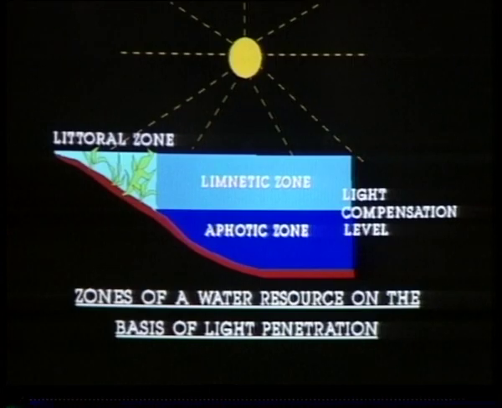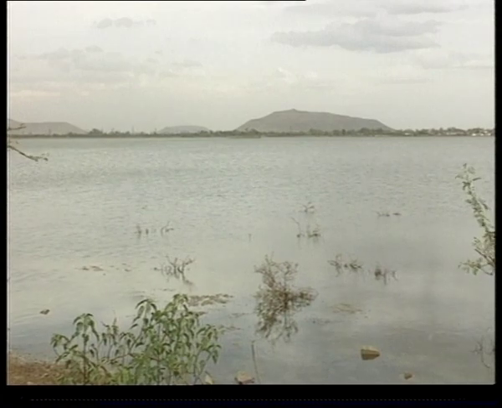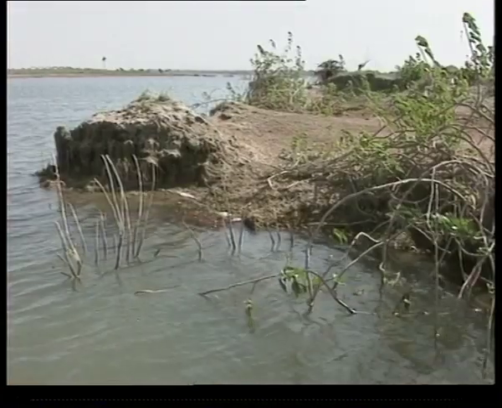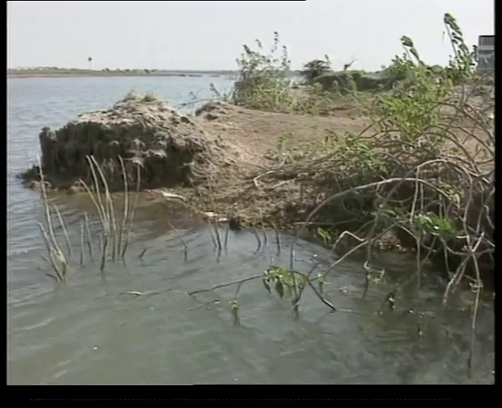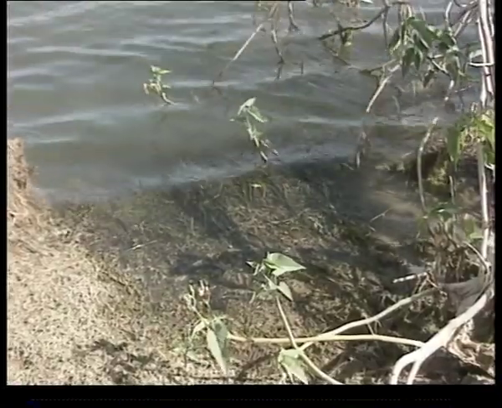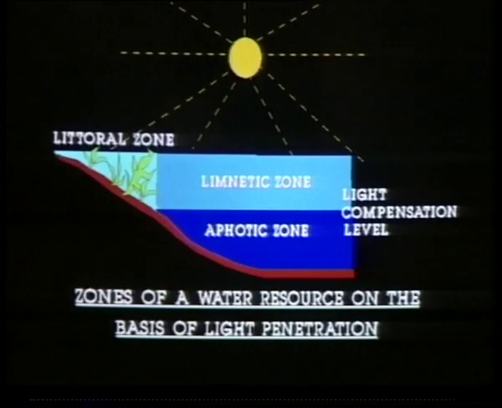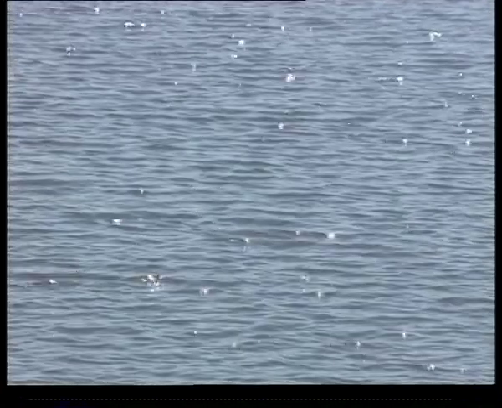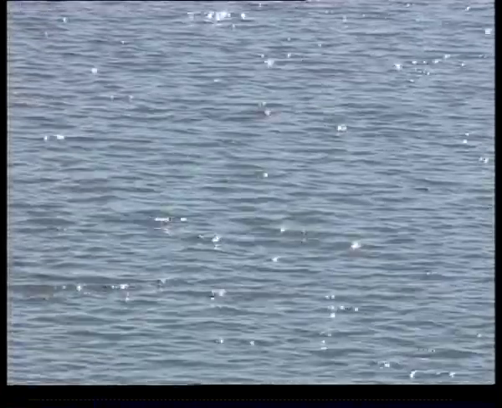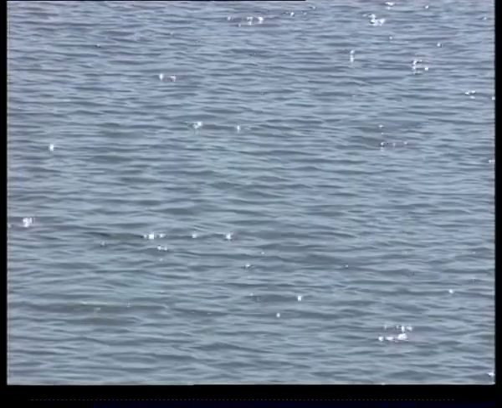Light penetration causes the formation of littoral, limnetic, and aphotic zones in a reservoir. Littoral zone is the shallow water region with light penetrating to the bottom, typically occupied by rooted plants. Limnetic zone is the open water zone to the depth of effective light penetration or compensation level, that is, the level at which photosynthesis just balances respiration.